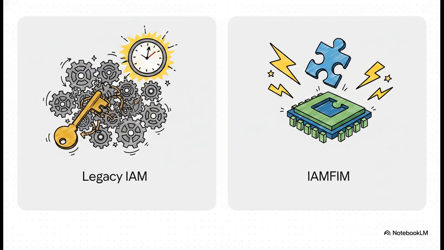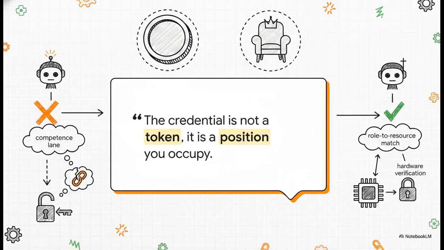A permission check isn't a software lookup anymore. It is a hardware-enforced cache hit or miss, and it happens at zero latency. I absolutely love this quote. It captures the crucial point perfectly. The credential is not a token you hold. It is a position you occupy. A role-to-resource match is literally the exact same operation as a competence match. So if an AI agent drifts out of its specific competence lane, boom, it triggers an automatic cache miss. That drift is instant, automatic revocation. There is no stale token left behind for an attacker to steal.